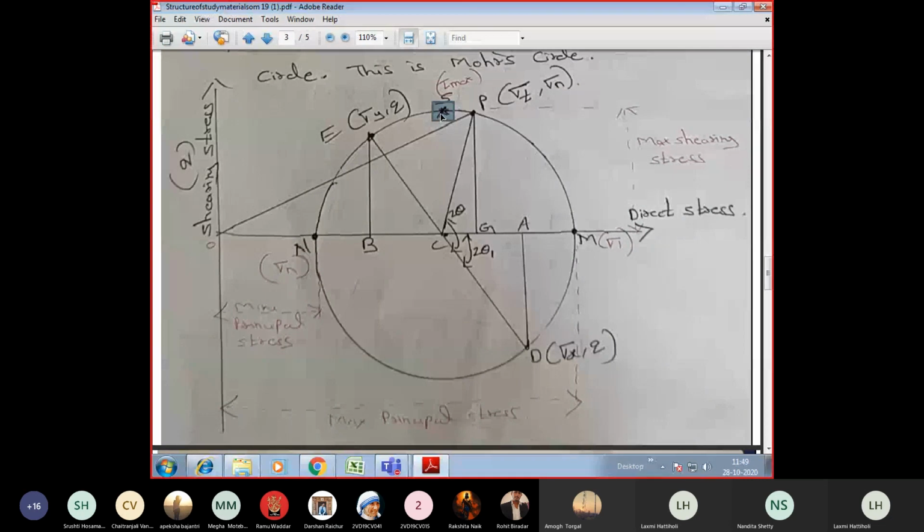Now another point. P is the point where you can find out the stresses on an inclined plane wherever you want. If you take an angle 2 theta from CD, the point P indicates sigma n comma sigma t values, that is OG. OG is sigma n, PG is sigma t, and OP indicates resultant stress. So I hope this graph is understood to you all.